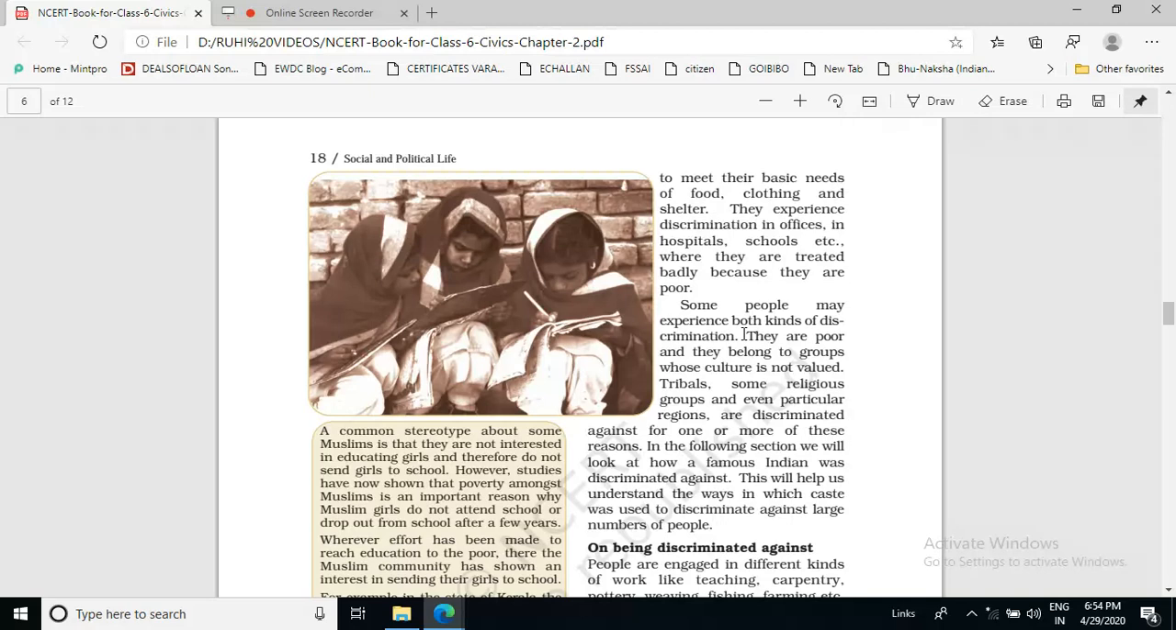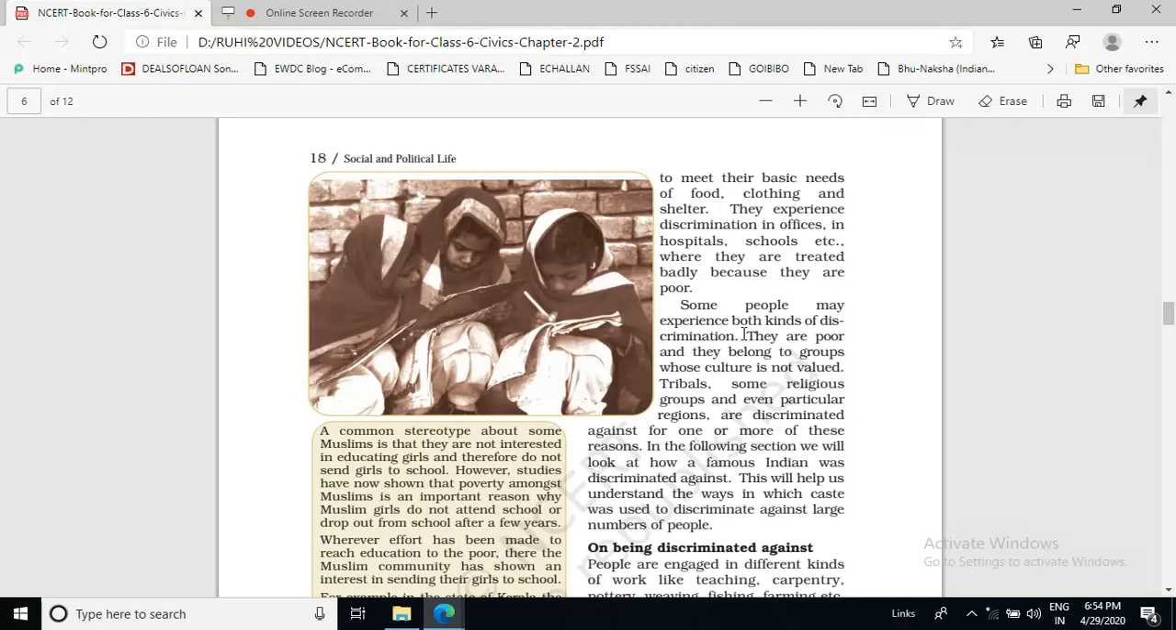They are poor and they belong to groups whose culture is not valued. Tribals, some religious groups and even particular regions are discriminated against for one or more of these reasons. In the following section, we will look at how a famous Indian was discriminated against. This will help us understand the ways in which caste was used to discriminate against a large number of people.